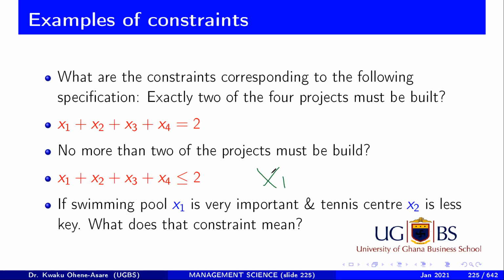X2 is tennis, so you put that X2 down. And then it says that one is more important. So swimming pool is more important than the other. If swimming pool is more important, you have what? Greater than. But that will also mean that the X2 is what relative to the X1? Who can tell me? What will be the link between the X2 and the X1 now?